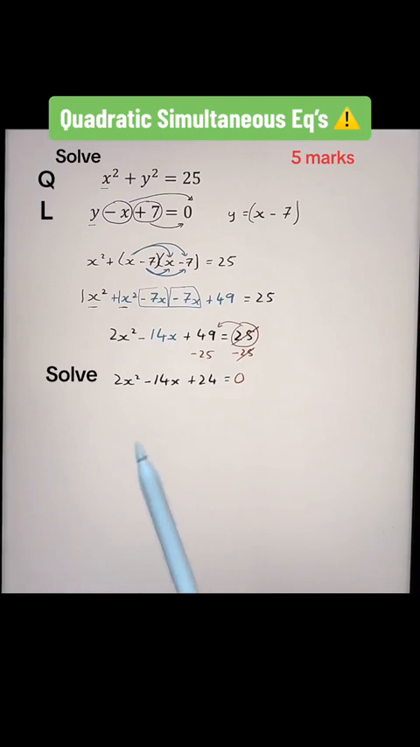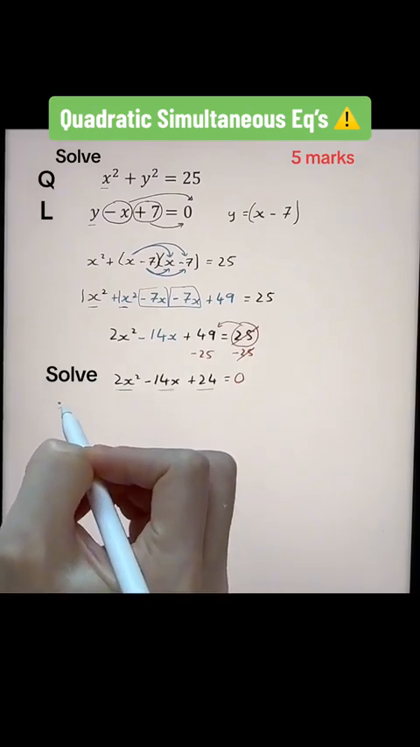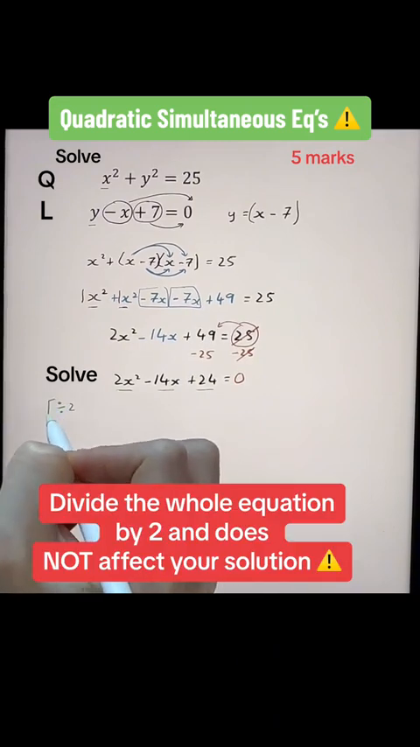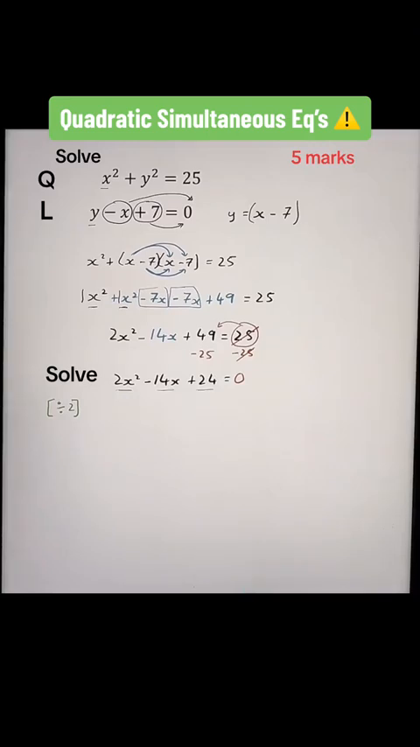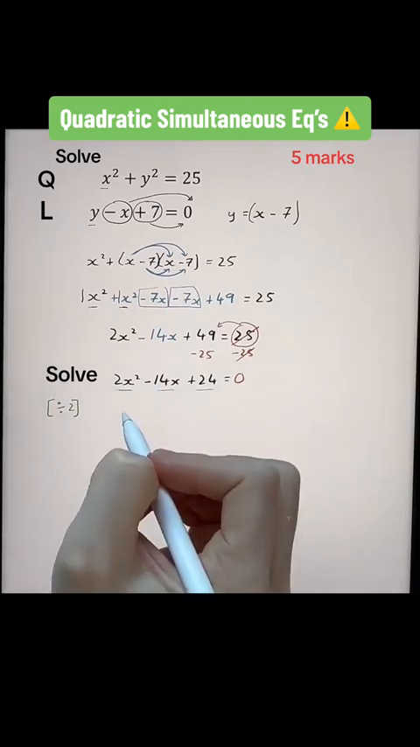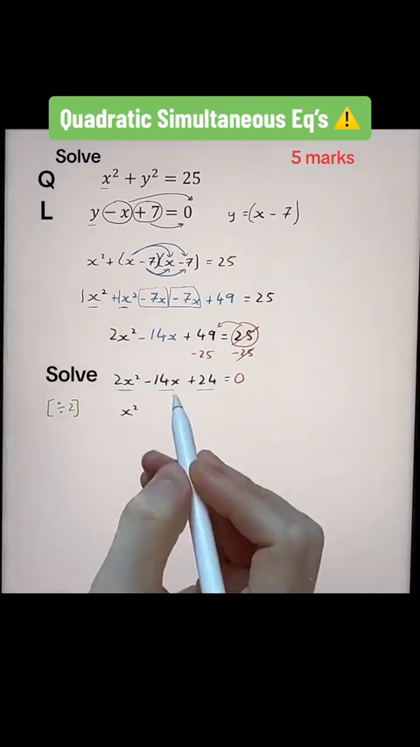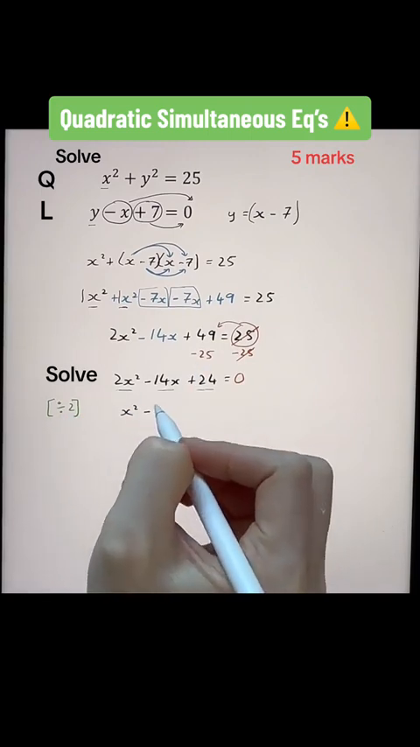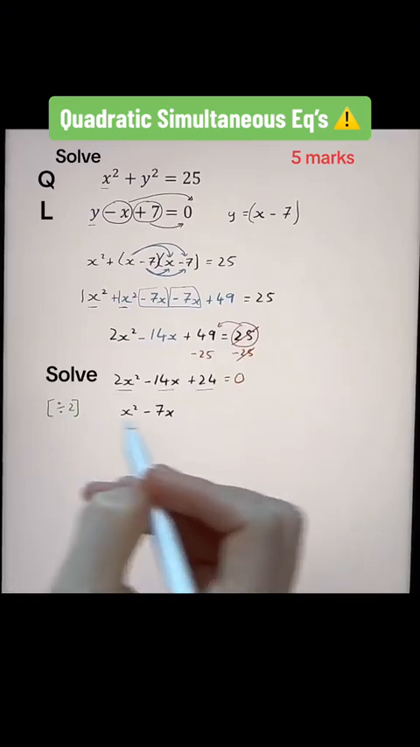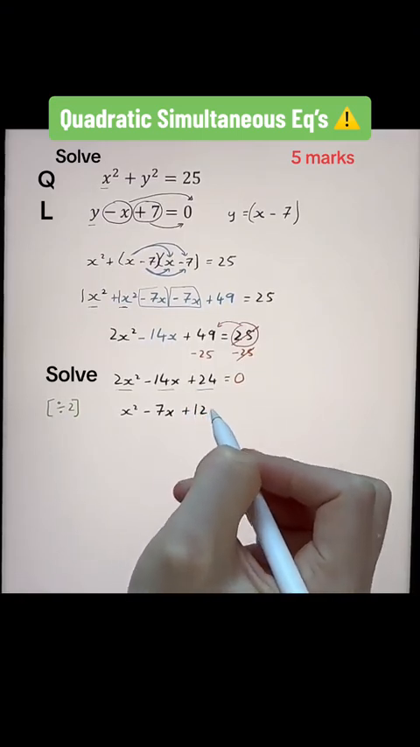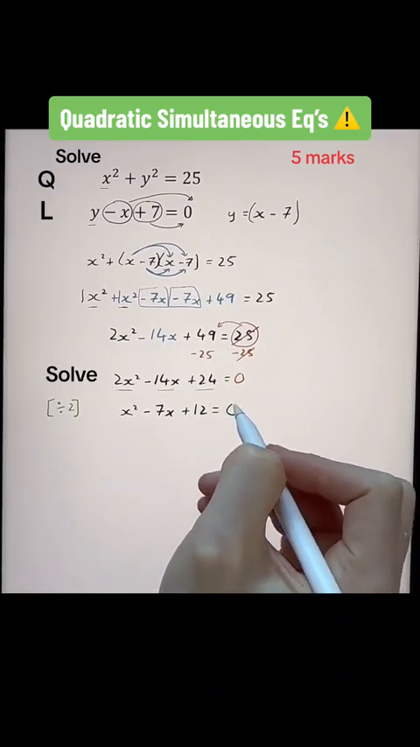As I'm solving a quadratic on a non-calculator paper, and I can see that all three terms are a multiple of 2, i.e. they're all even, to make my life easier, I can divide the whole equation by 2, and it does not affect my solution one bit. On the left-hand side, 2x squared divided by 2 will give us x squared. Negative 14x divided by 2 will give us negative 7x. And 24 divided by 2 will give us 12. On the right-hand side, my quadratic is still equal to 0.